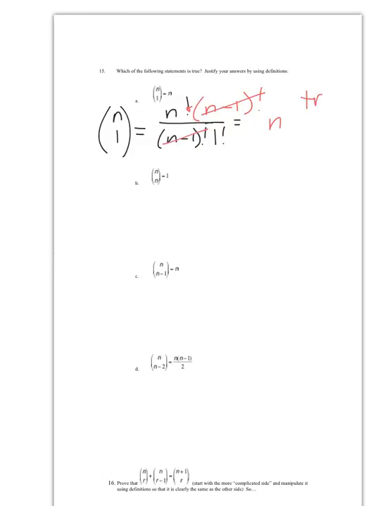So this is true. If we take n choose n, using the definition, that is n factorial over 0 factorial, n factorial, which is 1. So this statement is true.